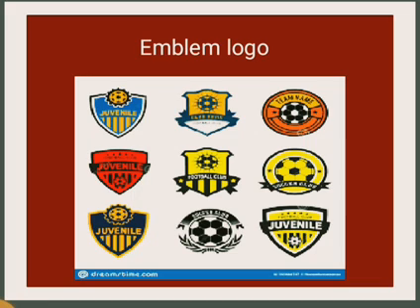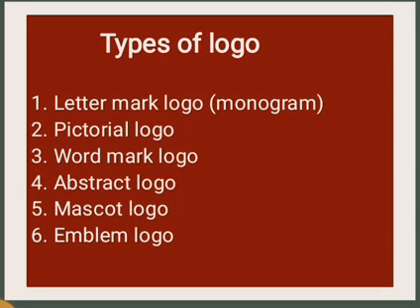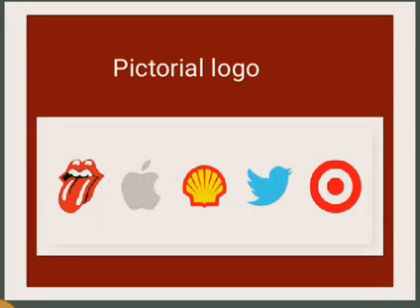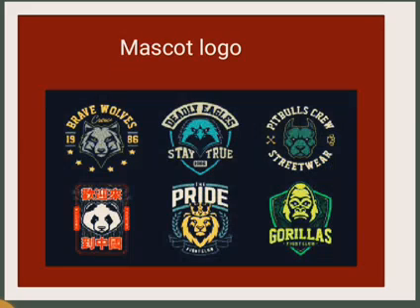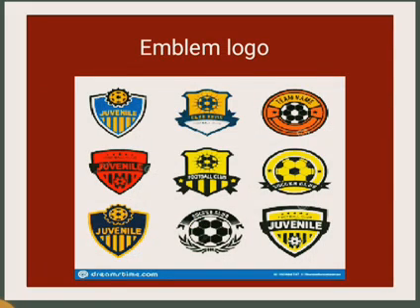Okay, so in a recap of it, we have lettermark logo, pictorial logo, and then we have a wordmark logo, we have abstract logo, and then we have mascot logo, and then we have emblem logo. So I want you to watch this video again and again so that you'll get to understand it and then be acquainted to it.